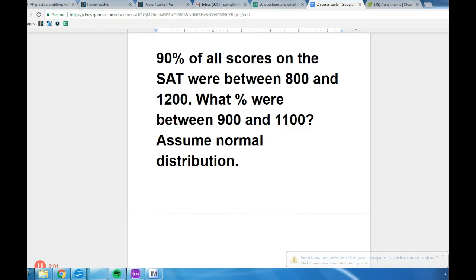Technically, I should tell you the mean. I think you can figure out what I'm trying to tell you it is, but the mean's 1,000.